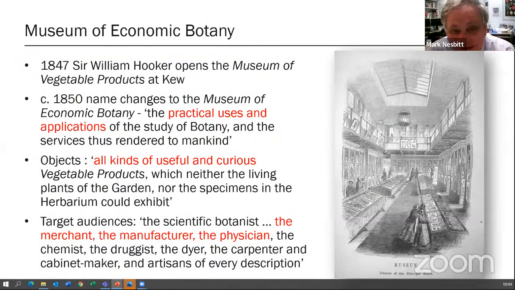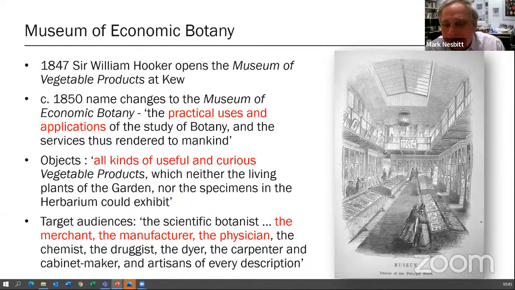So Kew's Museum of Economic Botany was founded in 1847. As far as we know, it was the first such distinct museum of this kind in the world. It was the earliest science collection at Kew. It's founded before the herbarium and before the library. And William Hooker, the director of Kew, who set it up, had a mission statement for the museum. Its focus would be on the practical uses and applications of the study of botany, its services to mankind. What would it contain? Any kind of useful or curious, in other words, ethnographic vegetable product, particularly things that you couldn't show in the gardens and you couldn't show in the herbarium.